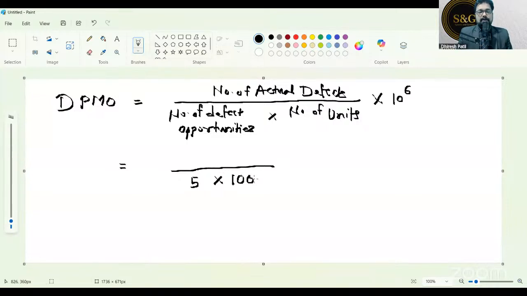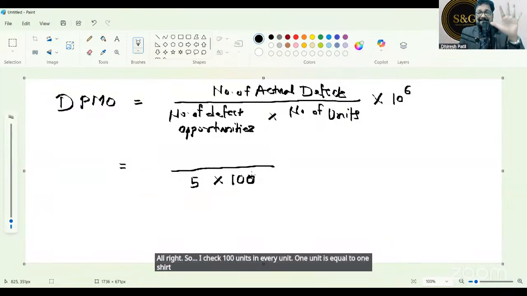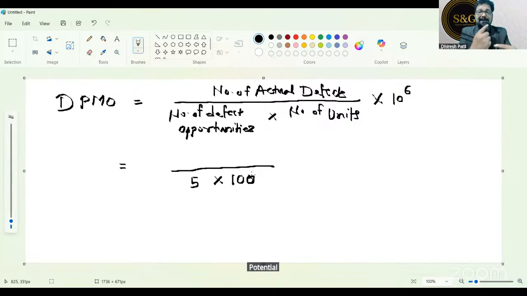All right. So I check 100 units. In every unit, 1 unit is equal to 1 shirt. Every unit has got 5 potential defects. Potential. Then I will check how many of them have arrived, how many of them can be seen.